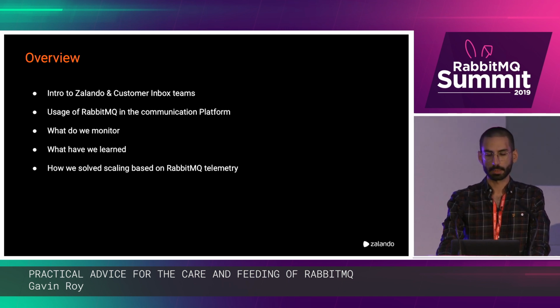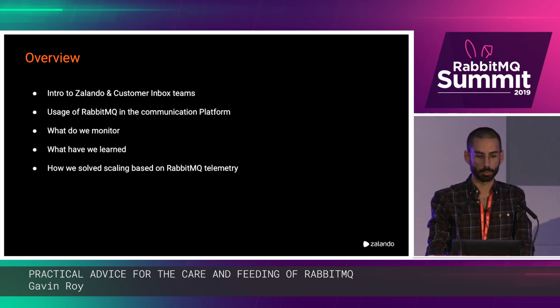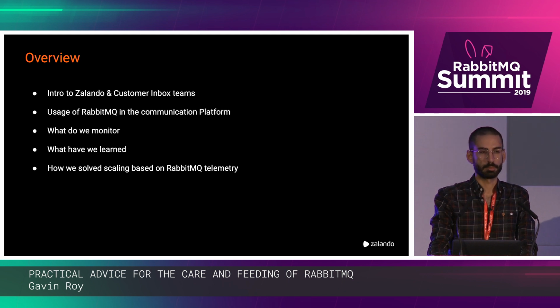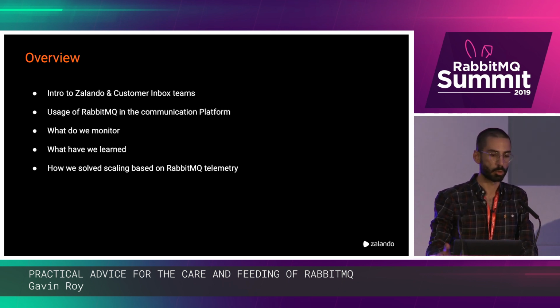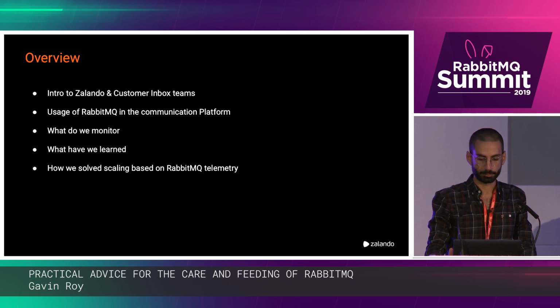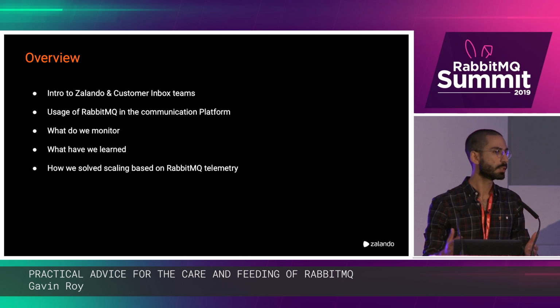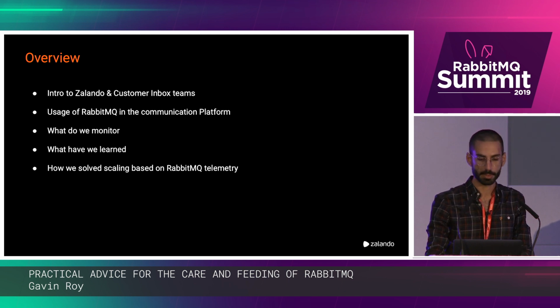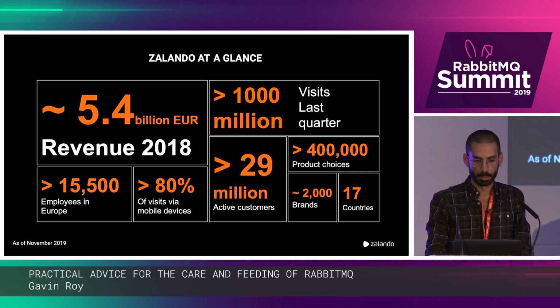An intro to Zalando, an intro to our team and what we're doing, and how we use RabbitMQ. Basically we use it in our own product. Then what we monitor today and what our monitoring looks like, and what we have learned, so a couple of pieces of information from the trenches, what we have observed monitoring our system, and then how we actually use RabbitMQ telemetry to scale our system dynamically.